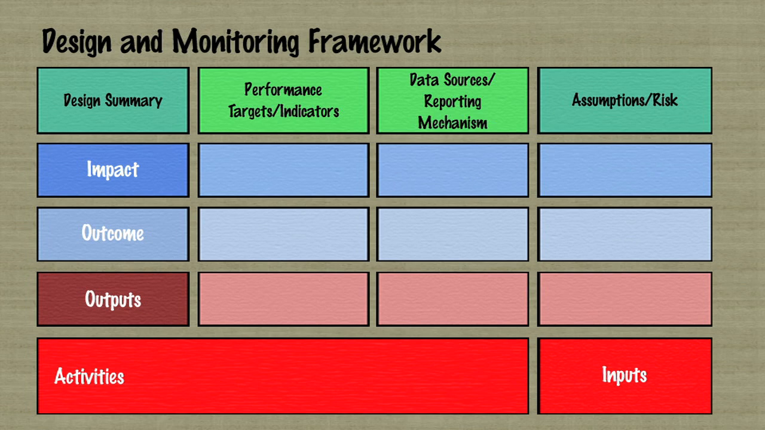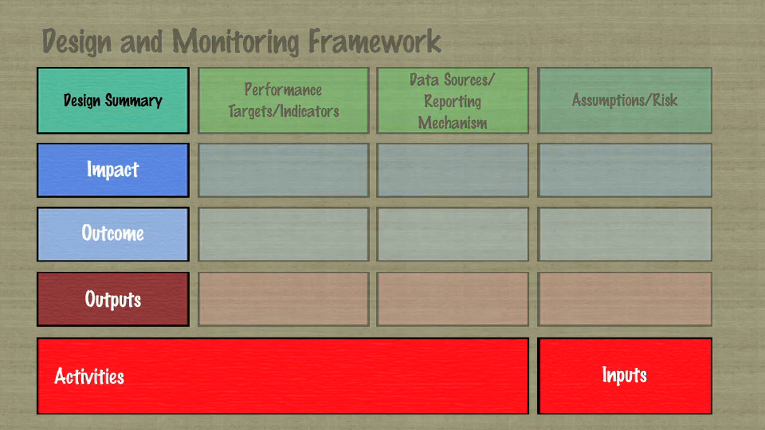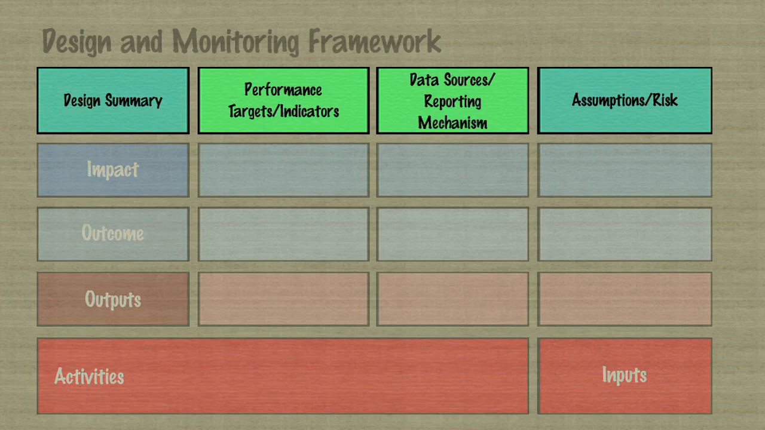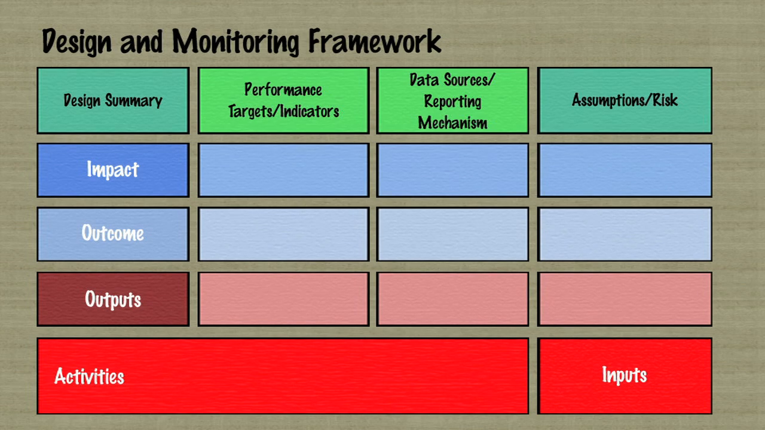As you may have already noticed, the matrix has 4 columns and 4 rows. It has the design summary column that consists of impact, outcomes, outputs, activities, and inputs. Then it has the 3 other columns consisting of performance targets and indicators, data sources, and assumptions and risks. We need to complete the 14 cells that make up the DMF matrix. The DMF is similar to the logical framework or log frame, which is commonly used in describing multilateral projects.